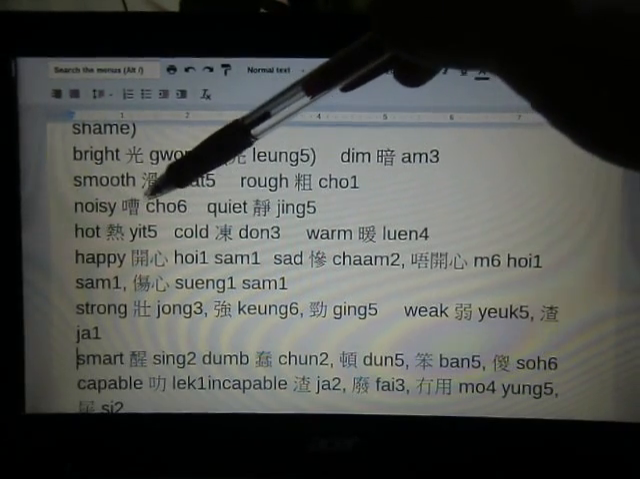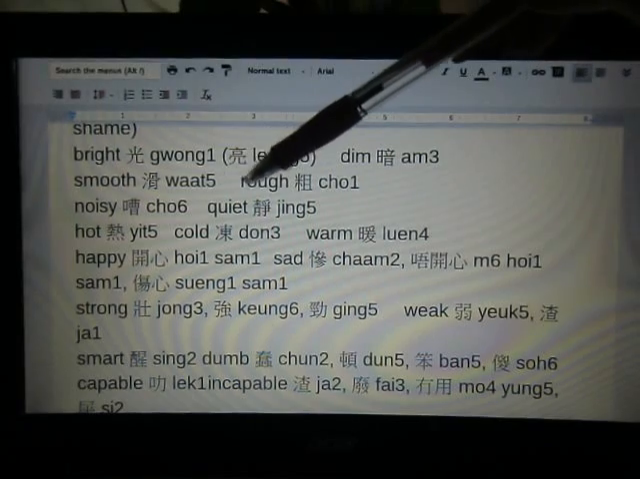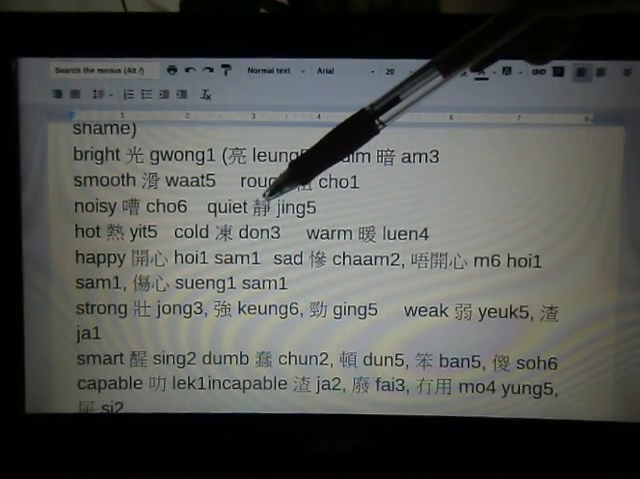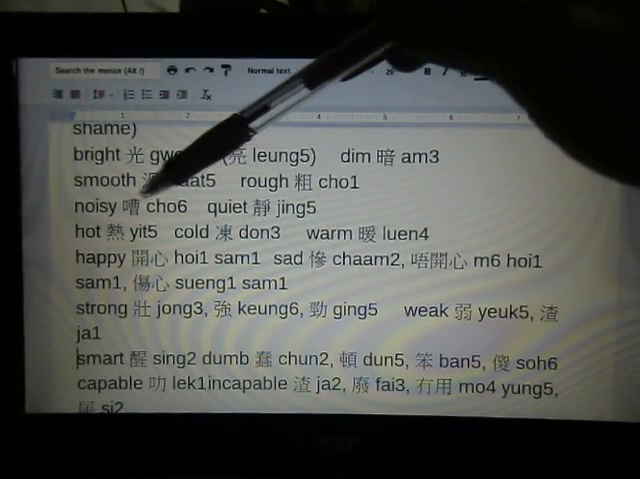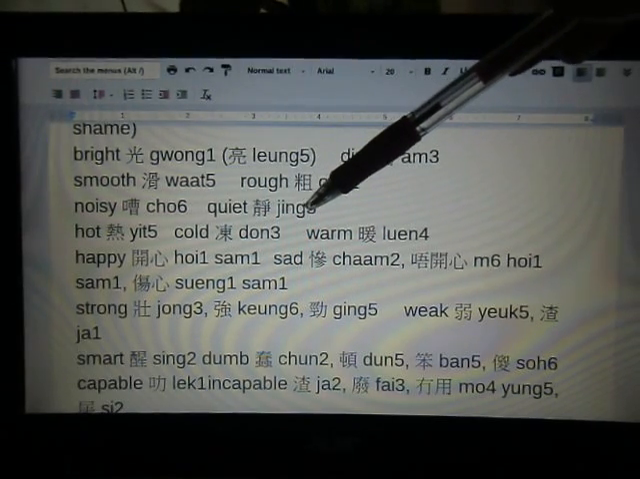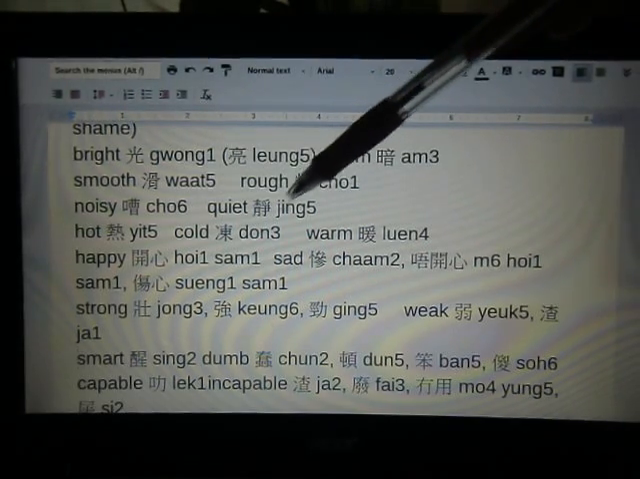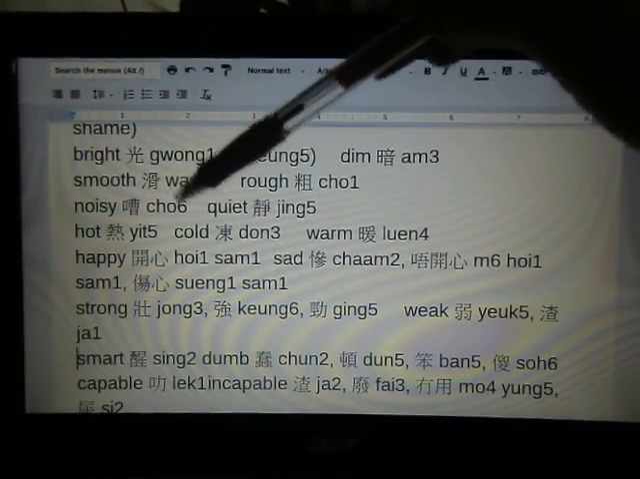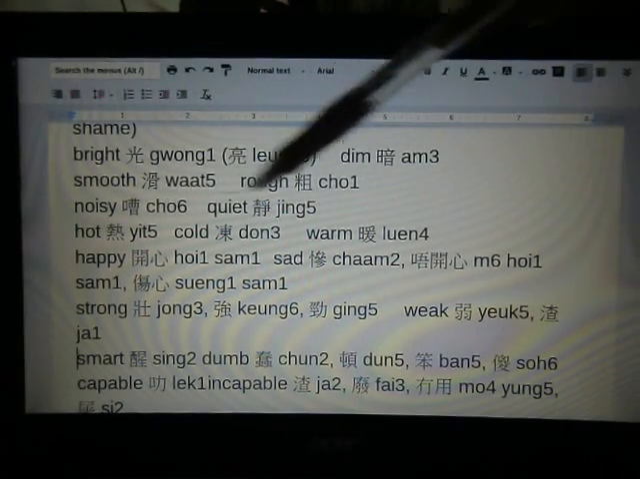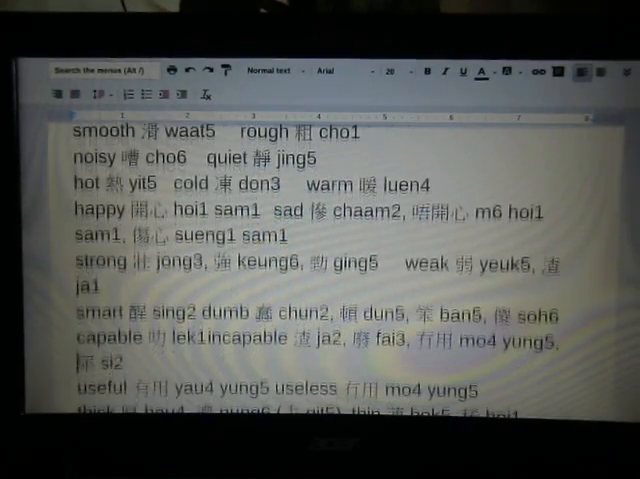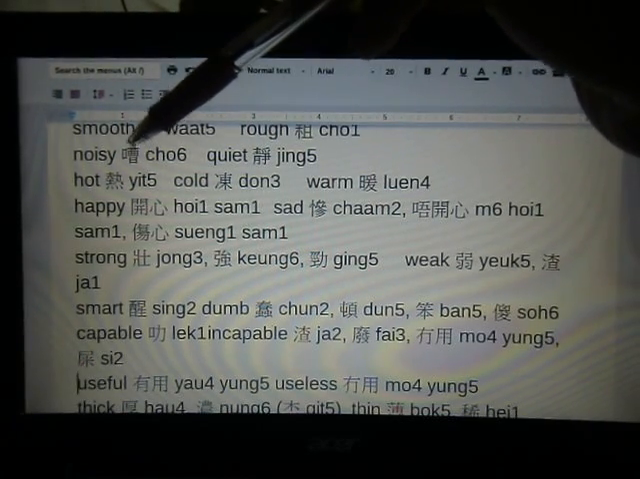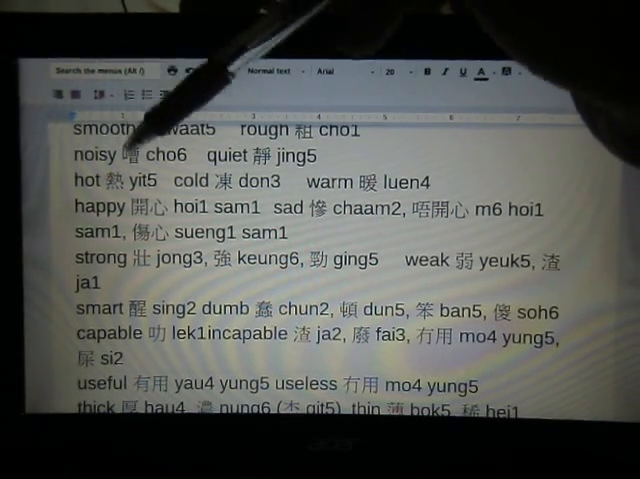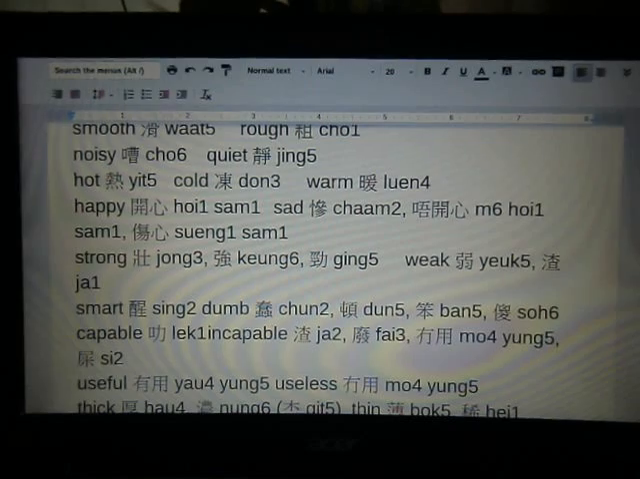And then noisy is 嘈. It's very noisy, 好嘈. And then quiet, 靜. You have a lot of nasal sound at the end. Right? 嘈 and 靜. So in Mandarin you seldom use just one single word 嘈. You say 吵, or you say 很吵, instead of 好嘈. So you use another word.